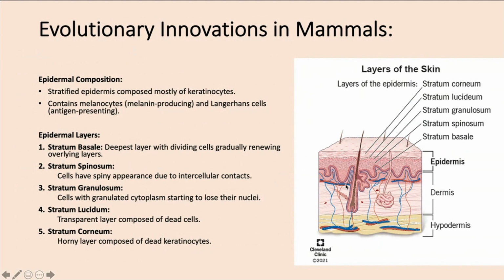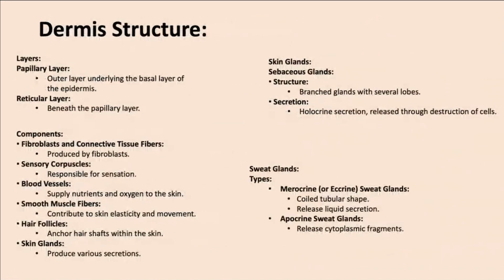Does anybody remember how many layers we have of the dermis? Yeah, we have 2 main layers. Yes, very good. I will tell you guys, because I don't expect you to have remembered the name, I just wanted to know the numbers. So the 2 dermal layers are the papillary layer, and then we have the reticular layer underneath it.